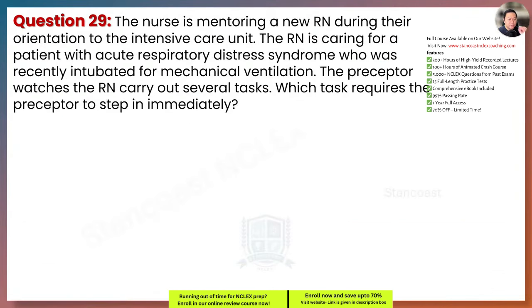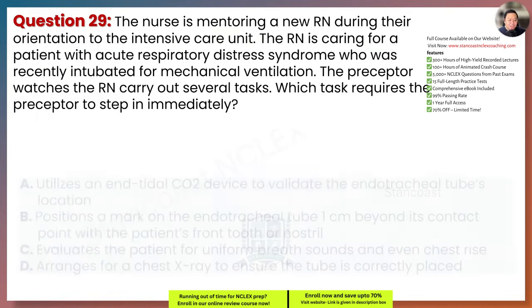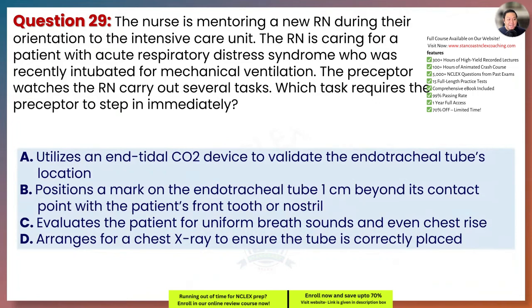The nurse is mentoring a new RN during their orientation to the intensive care unit. The RN is caring for a patient with acute respiratory distress syndrome who was recently intubated for mechanical ventilation. The preceptor watches the RN carry out several tasks. Which task requires the preceptor to step in immediately? Options: A, utilizes an end-tidal CO2 device to validate the endotracheal tube's location.